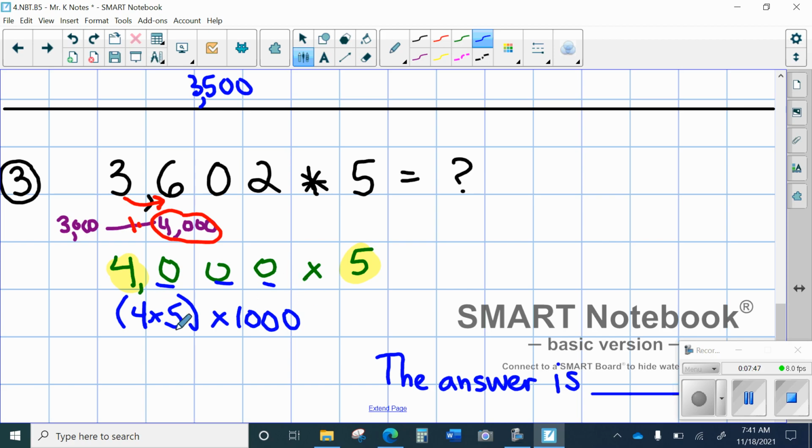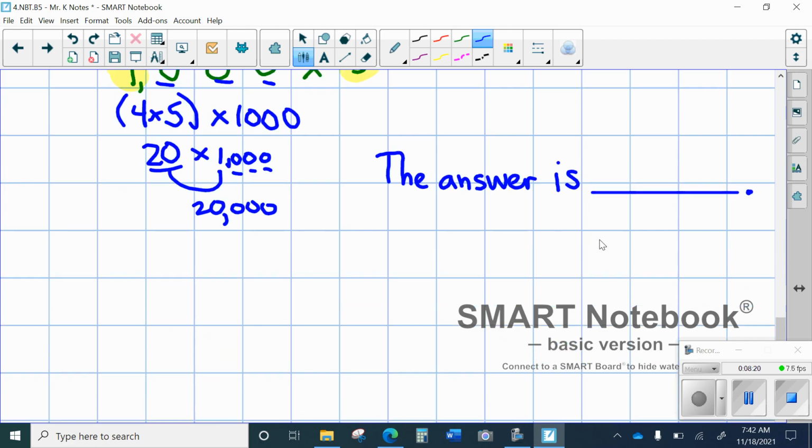Let's solve what's inside the parentheses. I have 20, because 4 times 5 is 20, times 1,000. I think we can figure this one out. 20 times 1 is 20. And then I have 1, 2, 3 zeros. But I don't want to leave my number like that. I've got to write my comma. So I'm going to go 1, 2, 3, and I have the number 20,000. And my rounded answer is 20,000.